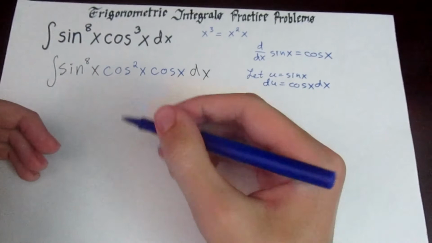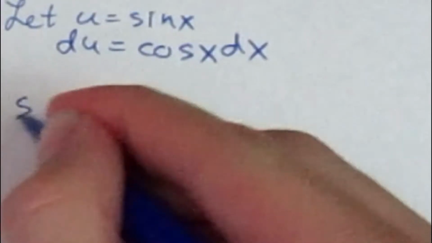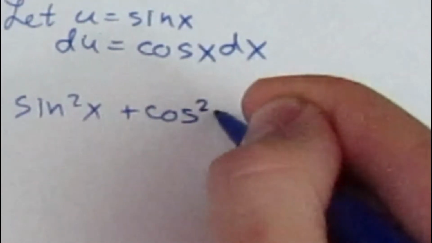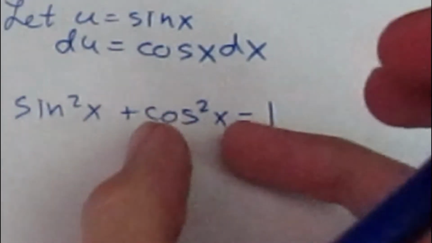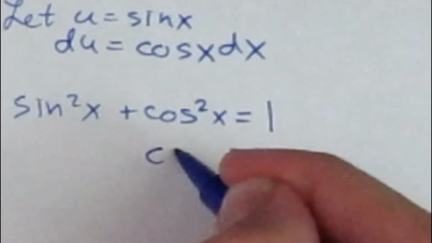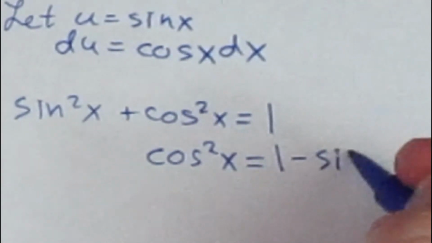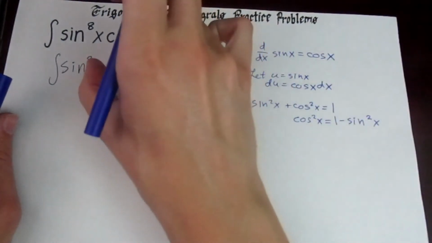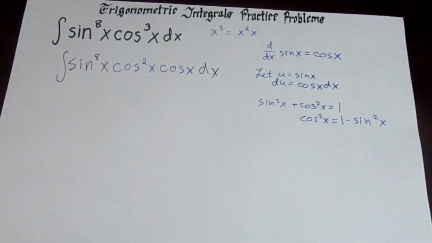Well, we need to think of a Pythagorean identity. Recall that sine squared x plus cosine squared x equals 1. How could we get cosine squared x by itself? We'll just subtract sine squared of x from both sides. And we substitute that in right here. Okay, so let's go ahead and do so.